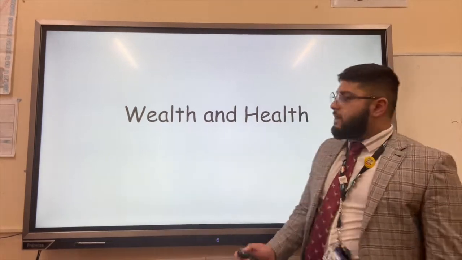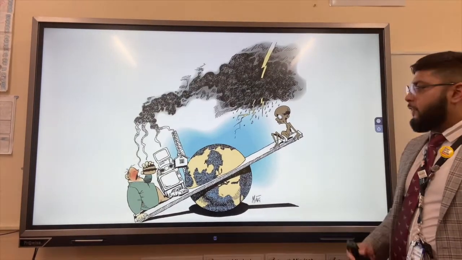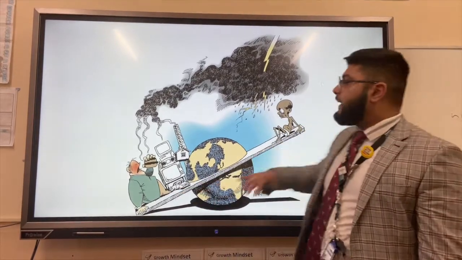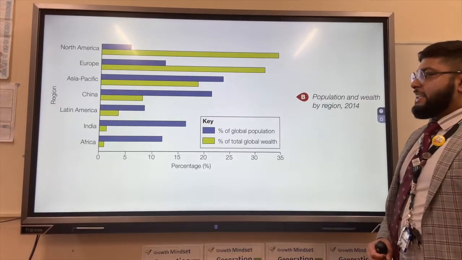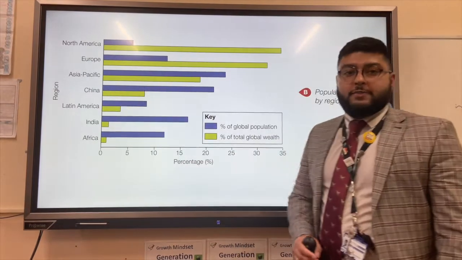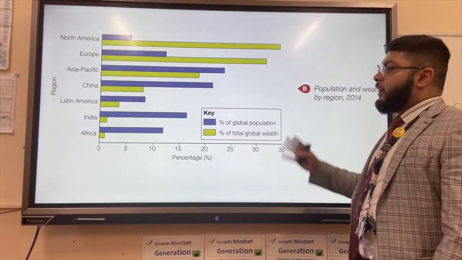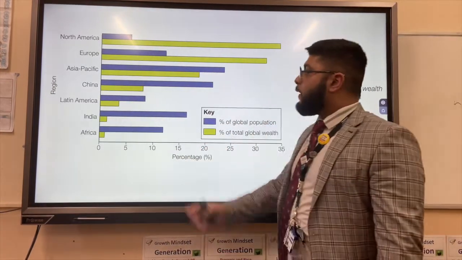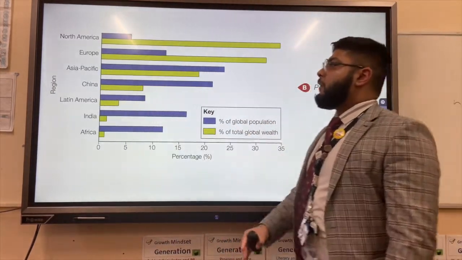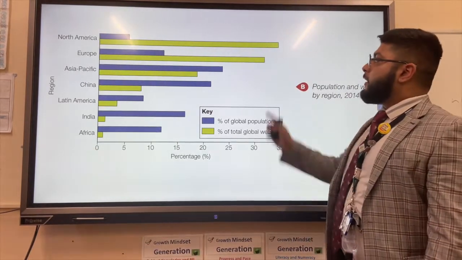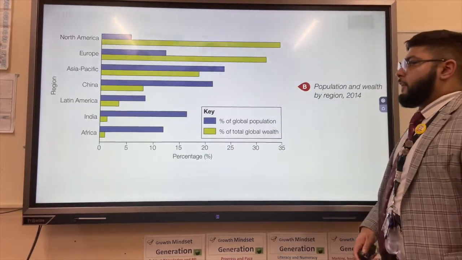So wealth and health. We're looking at the link between wealth and health, and we can explore this link by looking at the difference between wealth and health in HICs and LICs. Despite making up most of the global population, LICs, countries in Africa and Asia, make up far less of the global wealth, which you can see by these small green bars, than our richer North American and European countries, which you can see by the green bars.